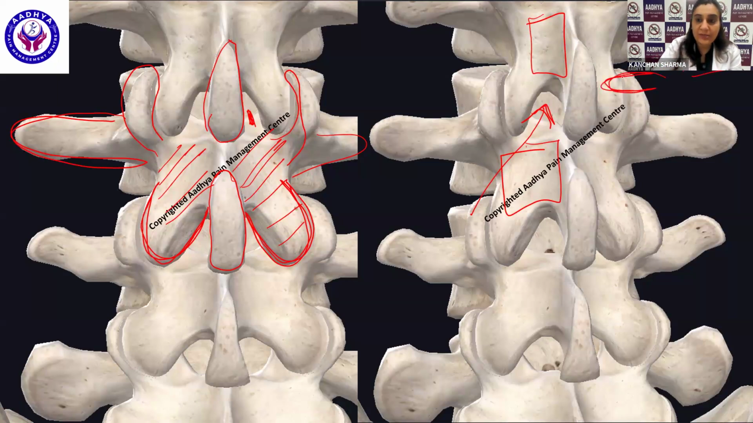Fine. So how this vertebra roughly is, it has got two lateral projections. They are the transverse process. Two upward projections. They are the superior articular process. And two downward projections. They are the inferior articular process.